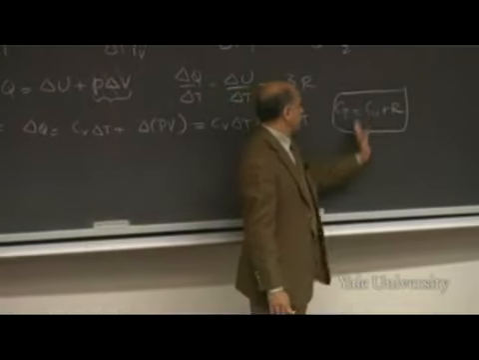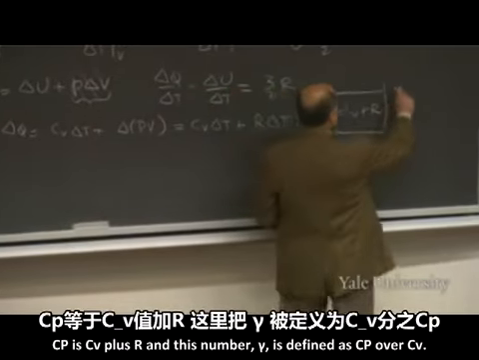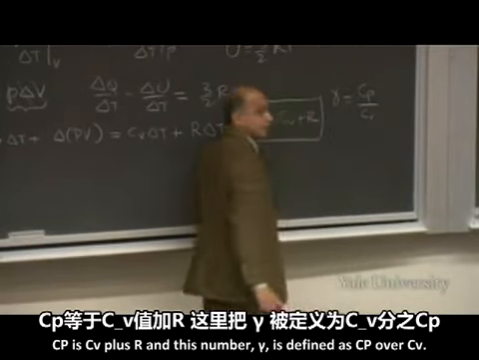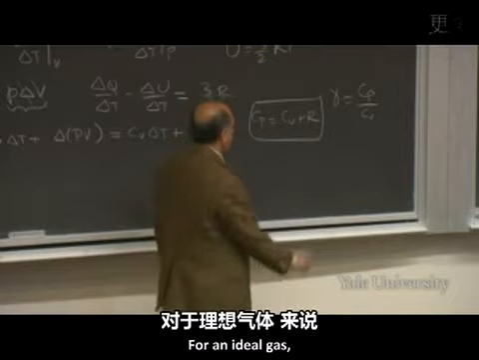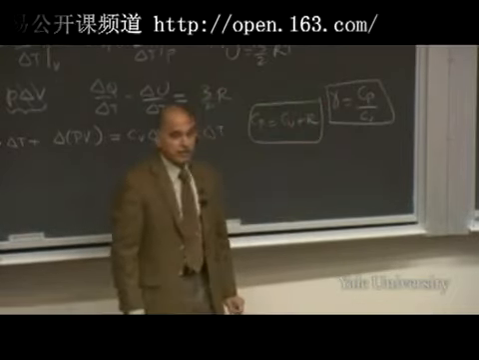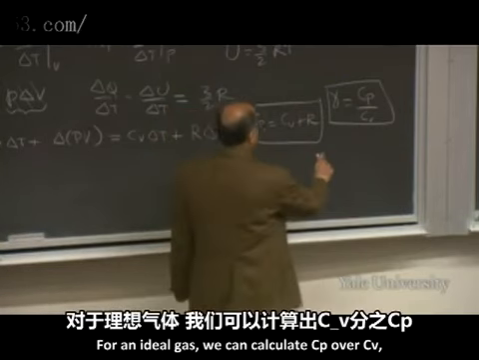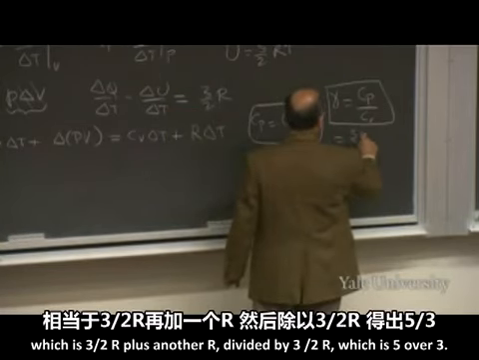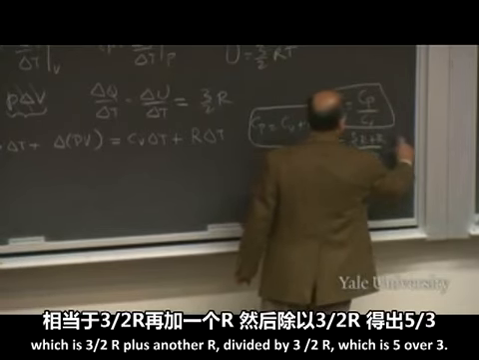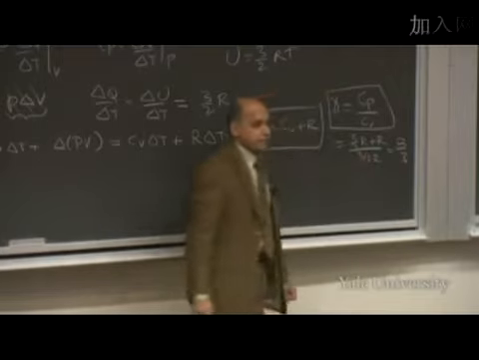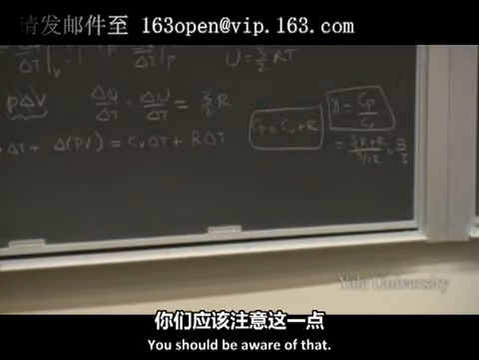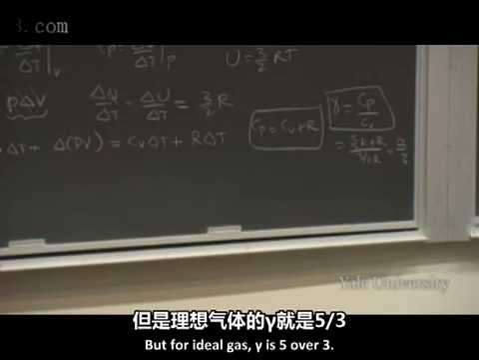For an ideal gas, Cp is Cv plus R, and this number gamma is defined as Cp over Cv. This is always the definition of gamma, whether it's an ideal gas or not. For an ideal gas, we can calculate Cp over Cv, which is 3 over 2 R plus another R divided by 3 over 2 R, which is 5 over 3. So gamma is not always 5 over 3. You should be aware of that. But for an ideal gas, gamma is 5 over 3.